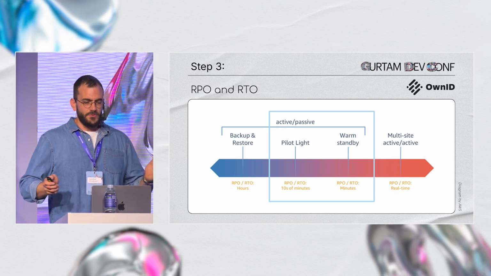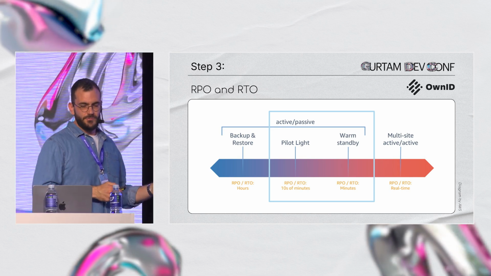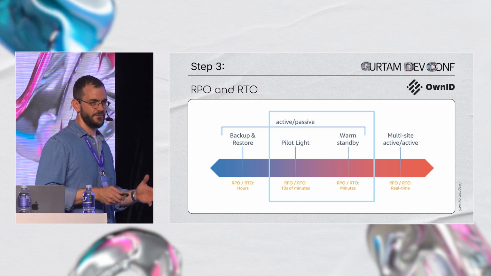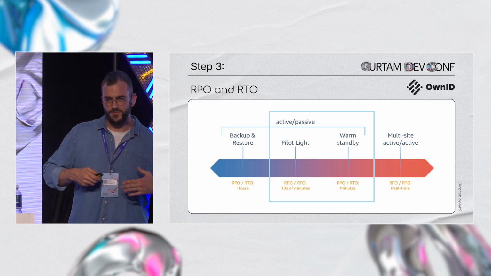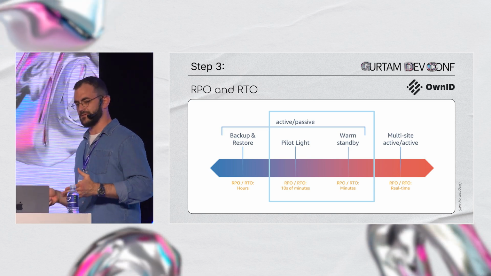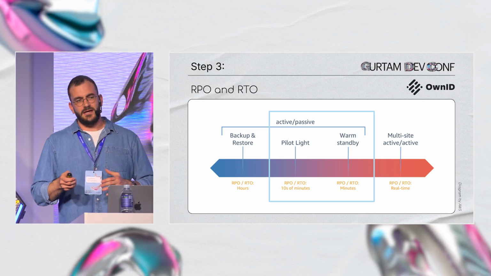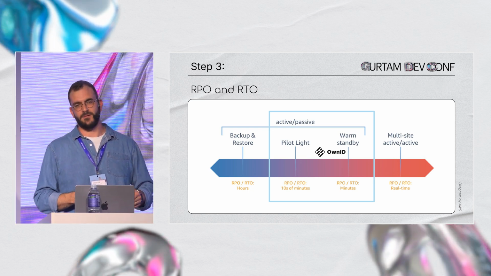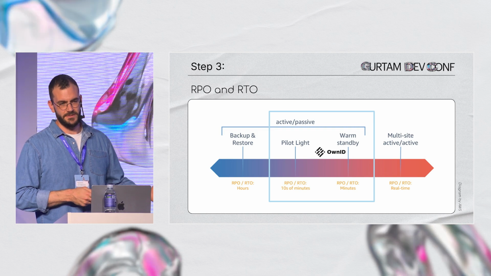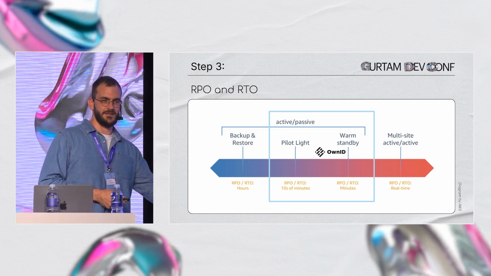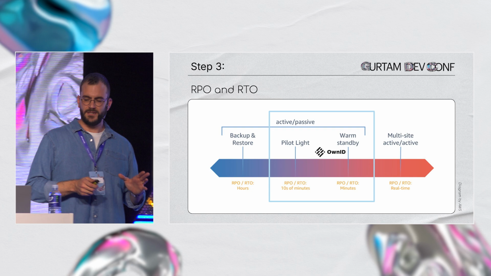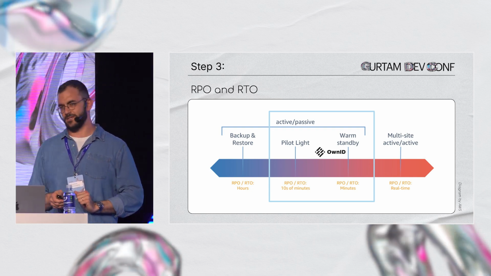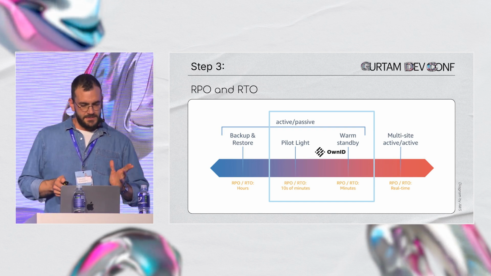And at OwnID, we are somewhere between Pilot Light and Warm Standby, because as I said, we had a few manual steps to do in order to apply the disaster recovery plan. I just asked myself if these manual steps would take more than 20 minutes or less than 20 minutes. Since it took much less than 20 minutes, I was okay with defining ourselves as somewhere between Pilot Light and Warm Standby. This is our case.